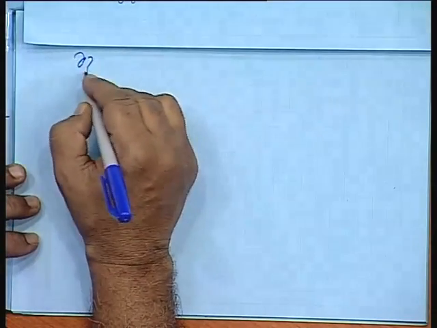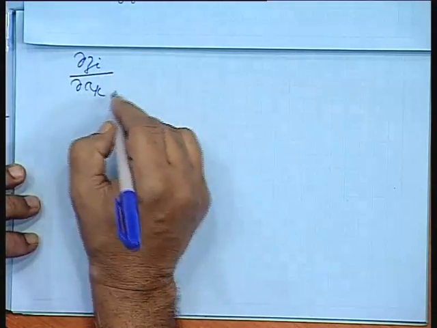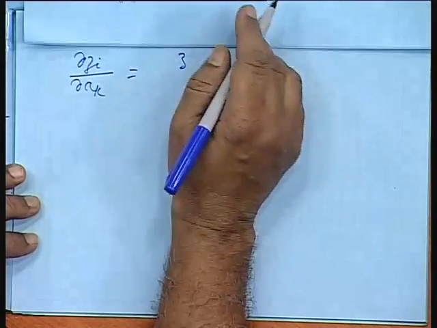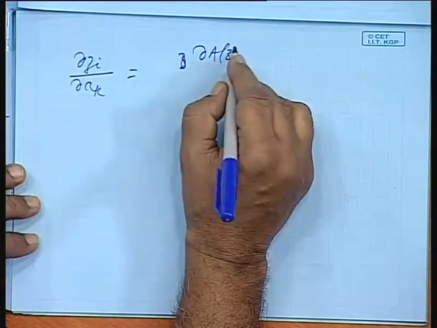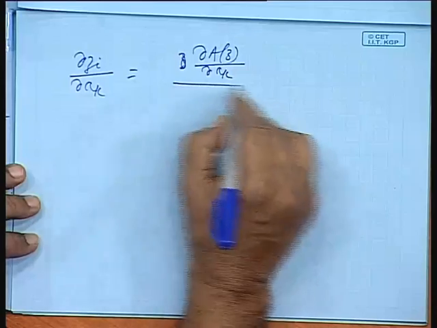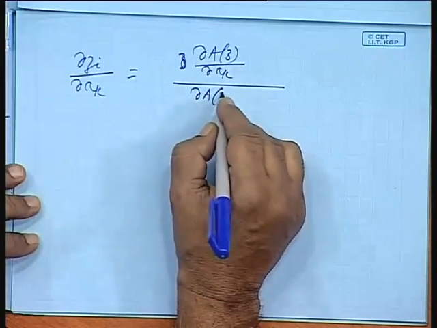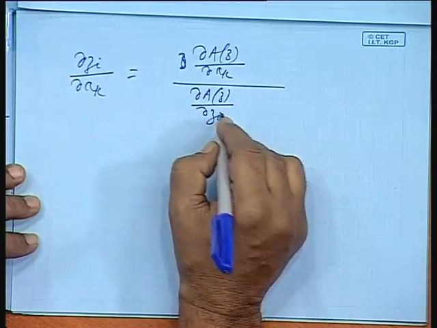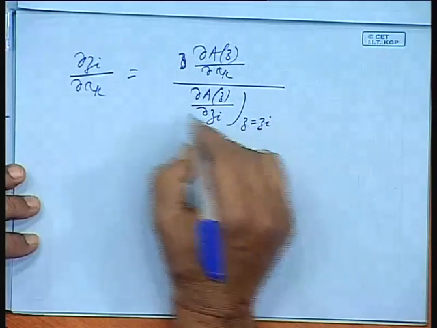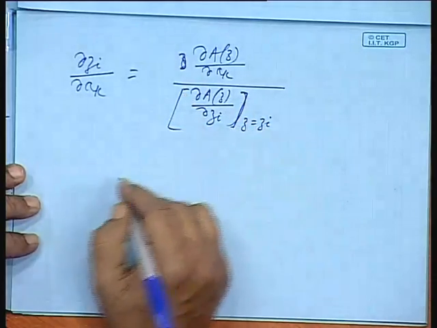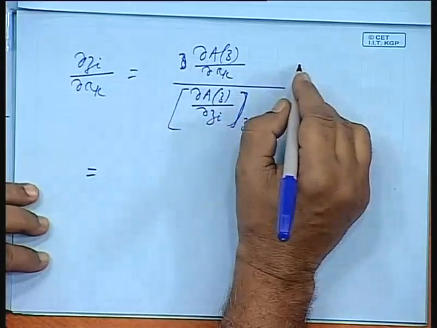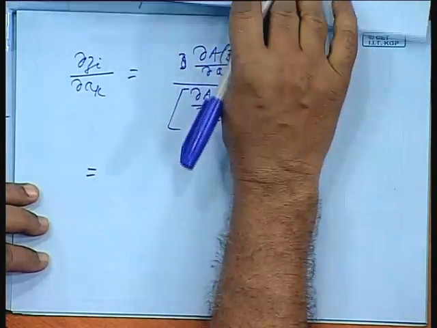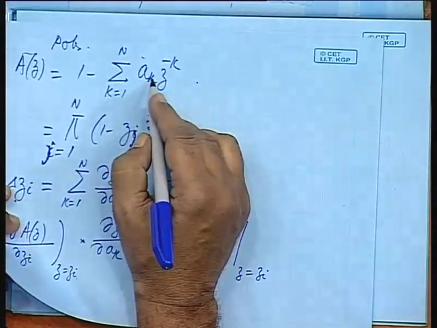delta Zi by delta Ak will be this divided by this. If you expand this delta Az by delta Ak, you can just take the derivative with respect to Ak.